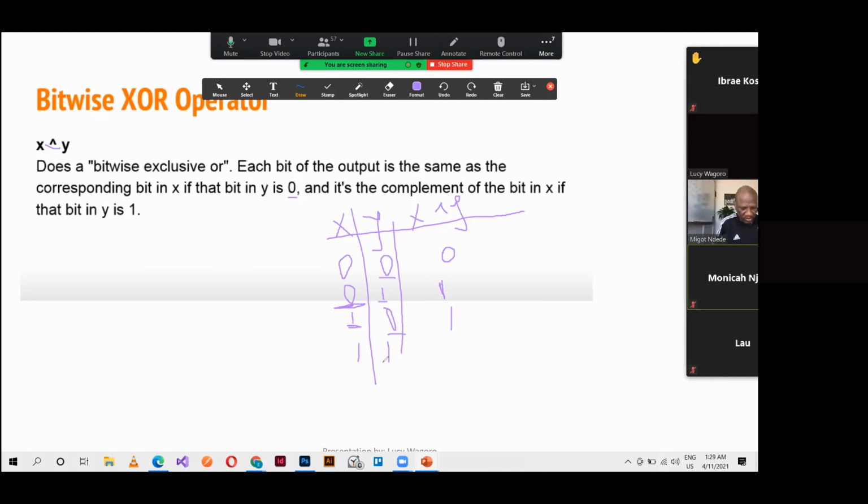And then here, it's a 1. So the opposite of this is a 0. What does this bring out? Every time we have the possibility of 0, 0, the exclusive or is a 0. Every time we have a 1, 1, the exclusive or is a 0. Anything else is a 1. From the result we get here.